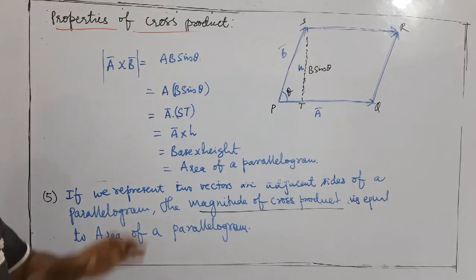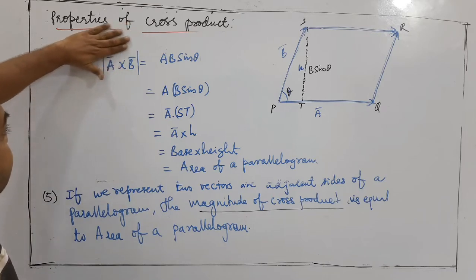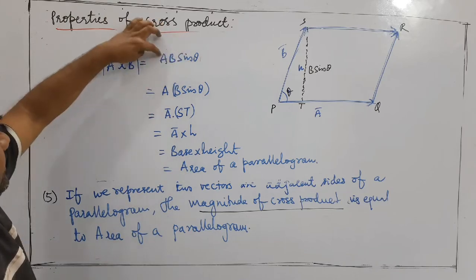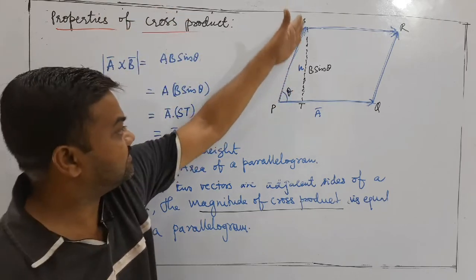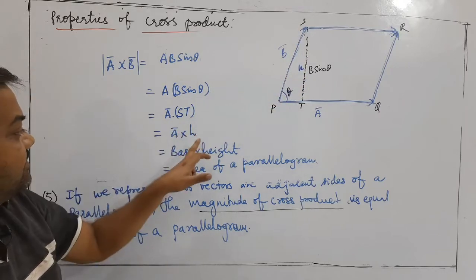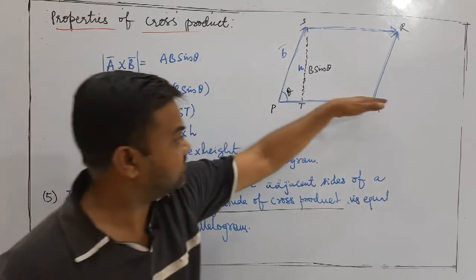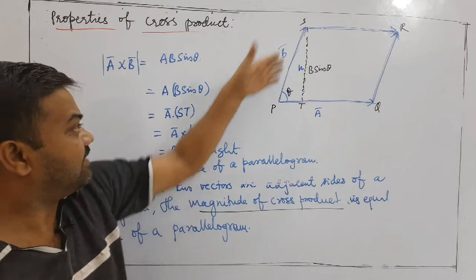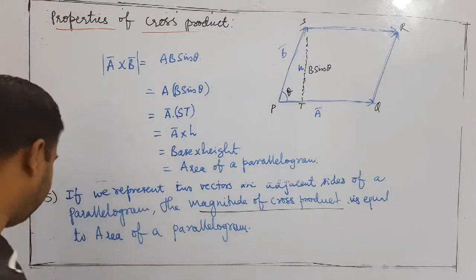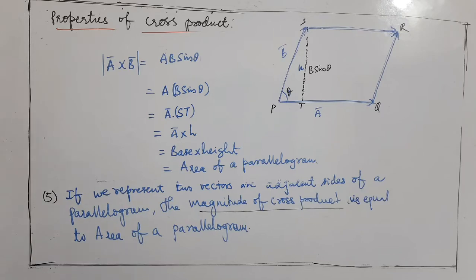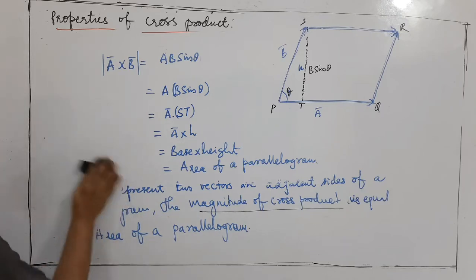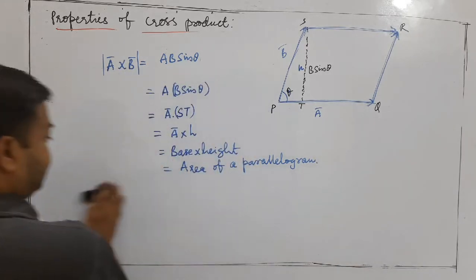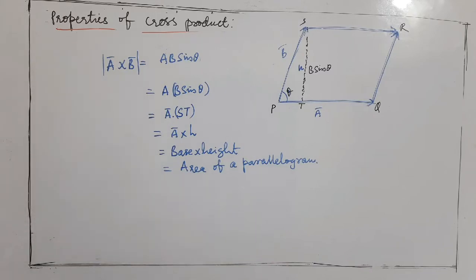Simply we have to find out the magnitude. Here the magnitude of A bar cross B bar is AB sin theta. Instead of B sin theta I will write ST, and ST is nothing but height. The base of the parallelogram is A bar, and this one is height. Base into height gives the area of the parallelogram. This is one of the properties we have, the fifth property. First you write this one. One more property we will discuss.